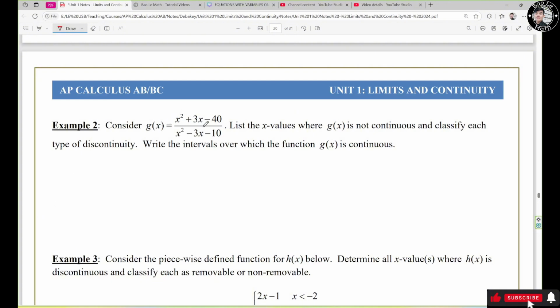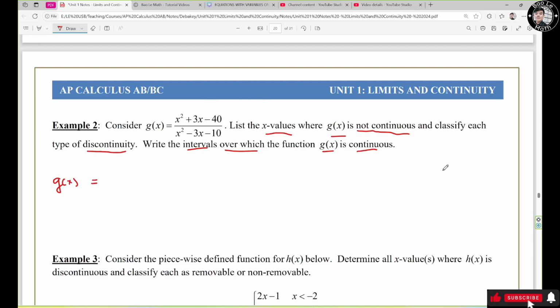Consider the function g of x equal this one. List the s value where g of x is not continuous and classify its type of discontinuity. Write the intervals over which the function g of x is continuous. Right? So we need to find the value of s where the function is not continuous first, right? So I need to factor the numerator and denominator, right? So I have g of s equals, right?